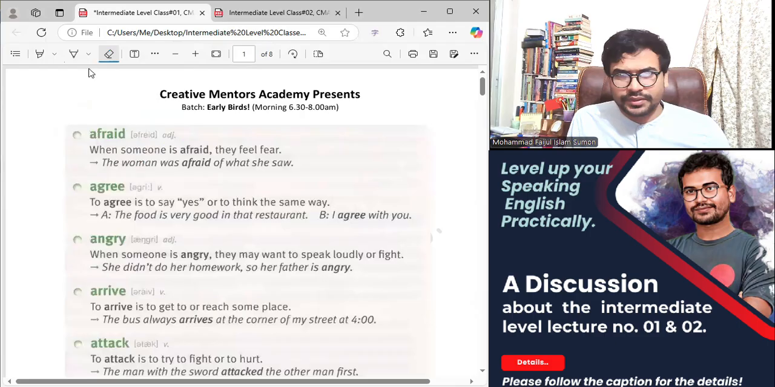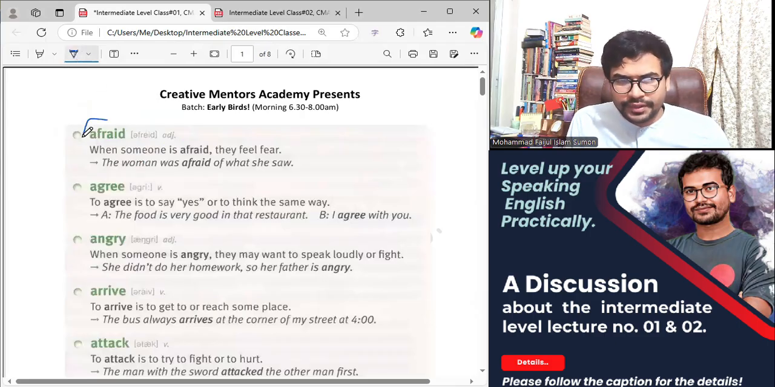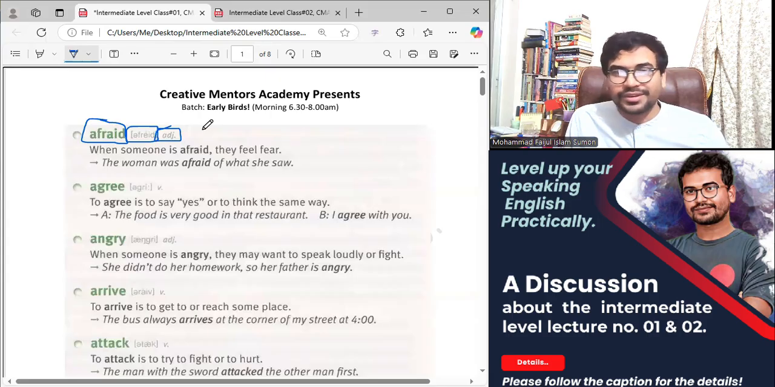Okay, let me raise this one. The first one is afraid. This is the main word, the vocabulary. This, between the two brackets, is the pronunciation. And this is the part of speech, adjective or verb or noun or anything else. Okay, so suppose you have read afraid, and you also need to read the definition here. Okay, when someone is afraid, they feel fear.